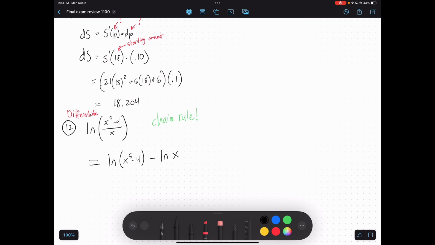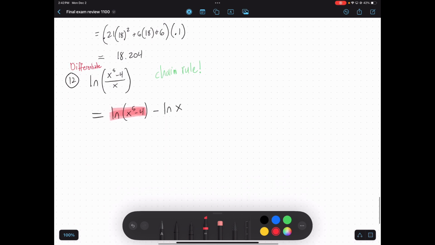Okay? Can I use any more natural log properties? No. I can't use any more because if we look at this piece, because there's subtraction inside your natural logarithm, that kind of ruins any chance of using more log properties. If there's addition or subtraction inside of your logarithm, there's no properties you can use. Okay. So that means I do have to use chain rule for that piece.